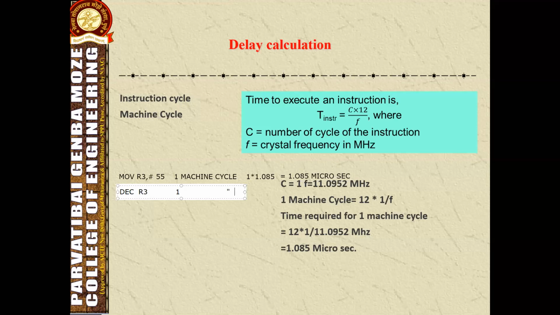So this instruction, the same, 1.085 microsecond time will be taken. So we have to consider all the instructions, what type they are, and what amount of time each is taking.